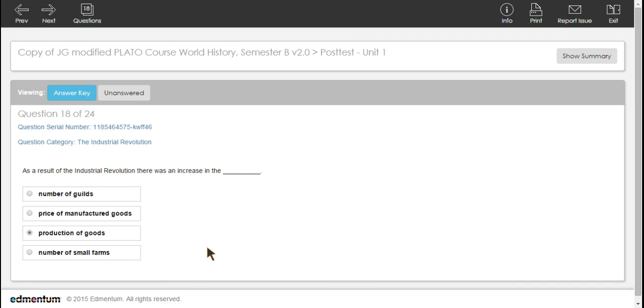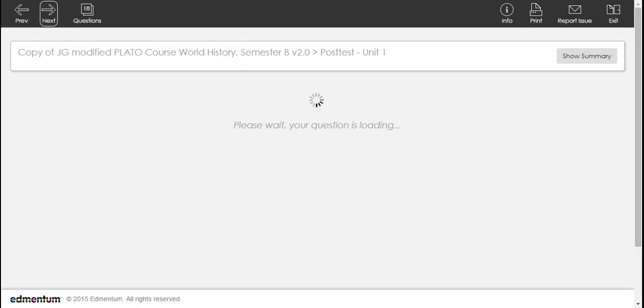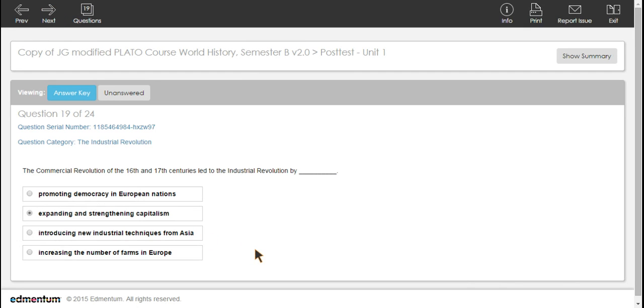As a result of the Industrial Revolution, there was an increase in the number of guilds, price of manufactured goods, production of goods, or number of small farms. Correct answer is the production of goods. The commercial revolution of the 16th and 17th centuries led to the Industrial Revolution by promoting democracy in European nations, expanding and strengthening capitalism, introducing new industrial techniques from Asia, or increasing the number of farms in Europe. Correct answer is that it expanded and strengthened capitalism.